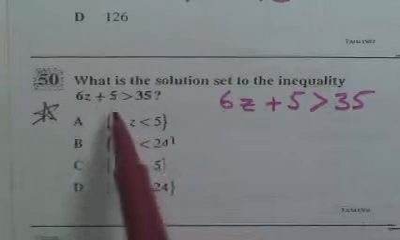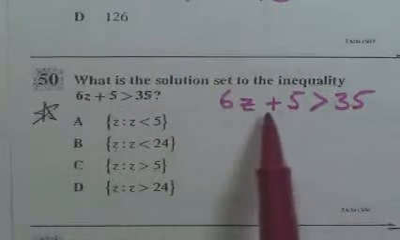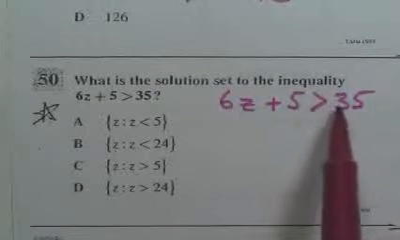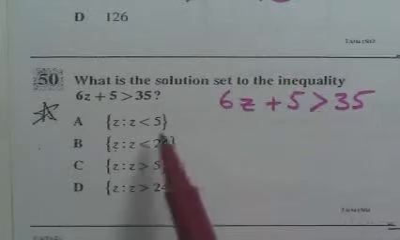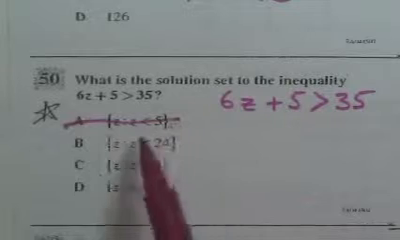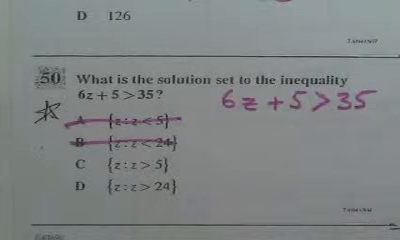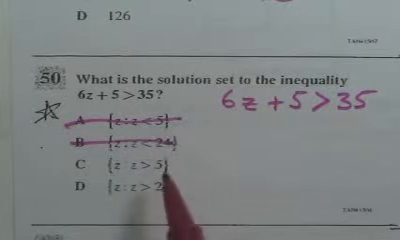Number 50, notice there's no negatives in here, so I'm not going to have to reverse the arrow. So therefore, letter A and letter B cannot be the answer, because the arrow is going in a different direction.